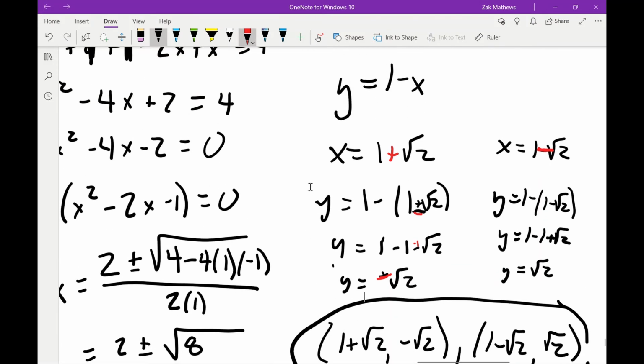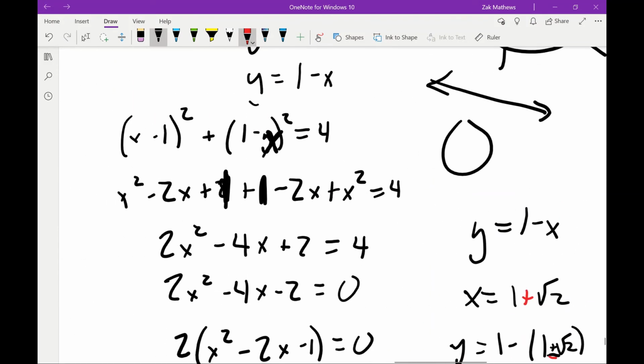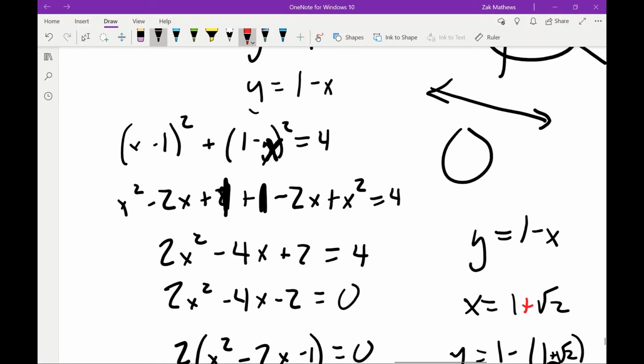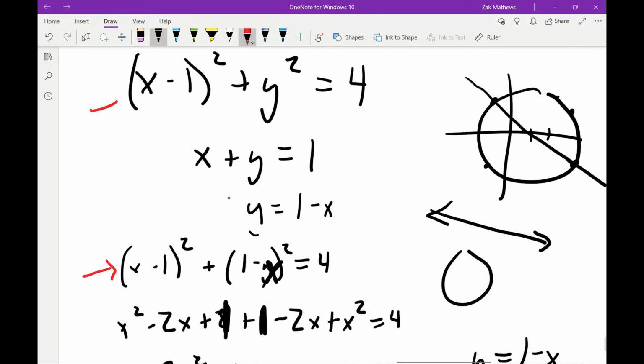And the second thing to be careful of, like I was saying earlier, we want to plug into the more restrictive equation. So if I'd plugged those x values into the first equation, the circle instead of the line, I'm going to end up with two different y's for each x, because the circle is predicting all 4 of these positions. The line only has the 2 correct positions. So always be very careful of that.